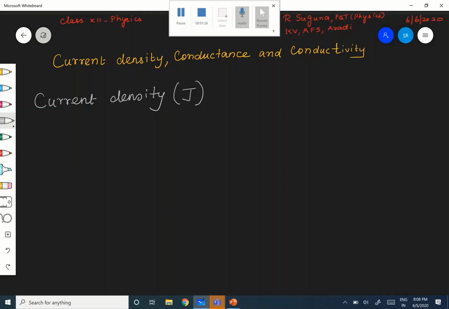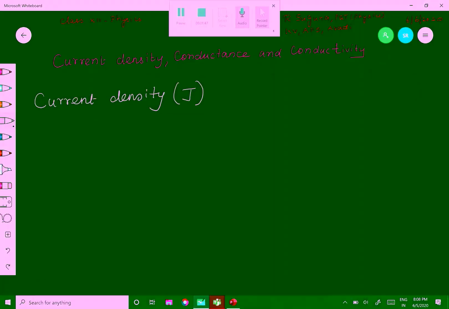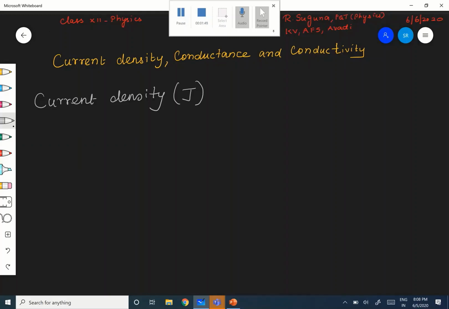Once again, see what is current density. Current density at a point in a conductor is defined as the amount of current flowing per unit area of the conductor, taken around that point, provided the area is held normal to the direction of current. Area is normal to the flow of current means, I think you have an idea about the area vector. Therefore the area vector should be parallel to the direction of current.